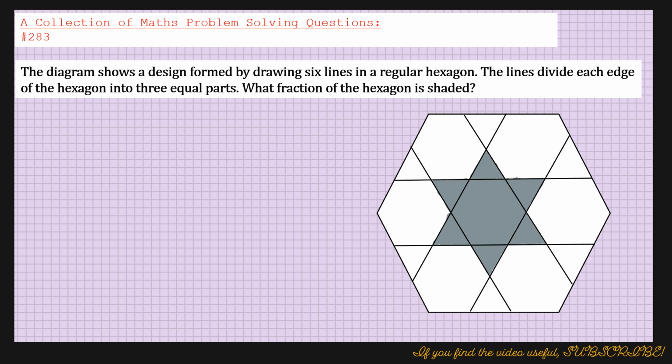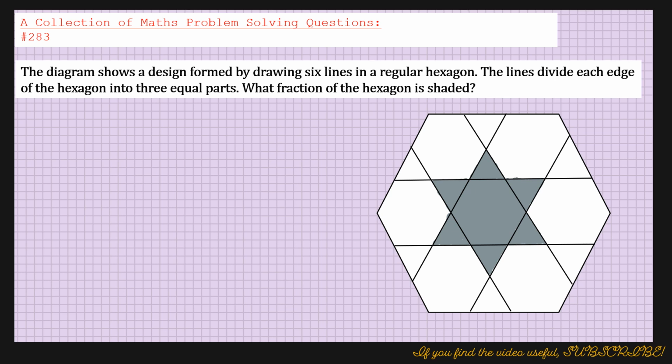The diagram shows a design formed by drawing 6 lines in a regular hexagon. The lines divide each edge of the hexagon into 3 equal parts. What fraction of the hexagon is shaded?